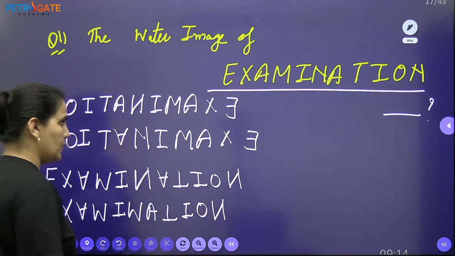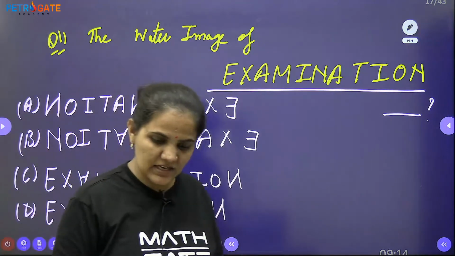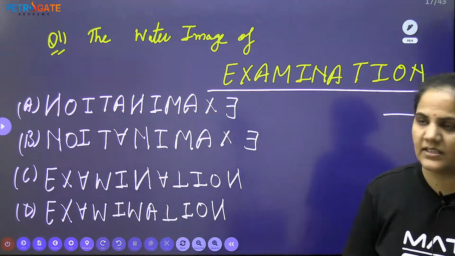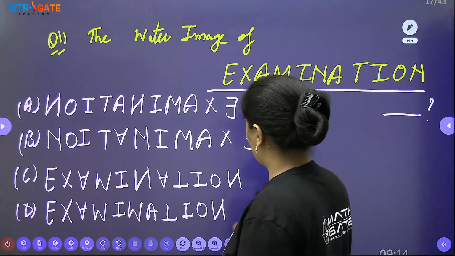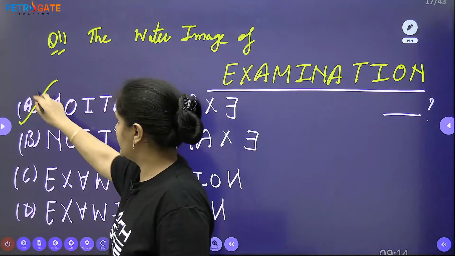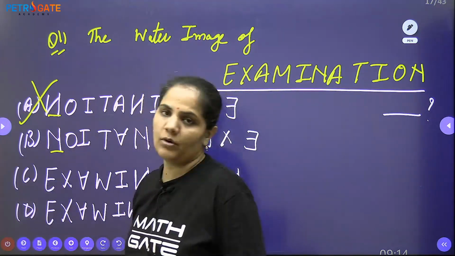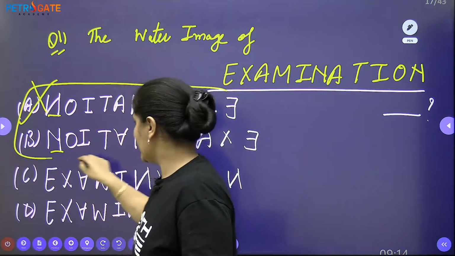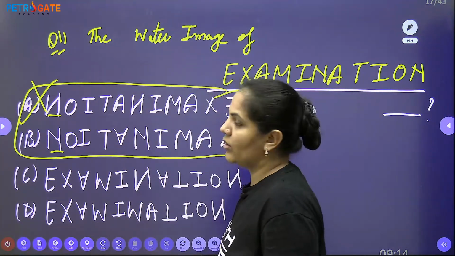Now I hope you guys can easily see, ma'am, which one is the right answer. We can easily understand which one is the right one. So these two answers are not possible. Why? Because they are starting from N only. So it is not at all possible. We will not waste time checking these options.